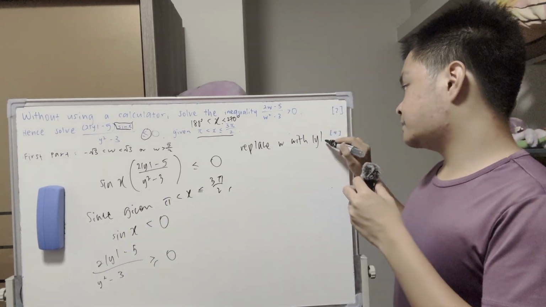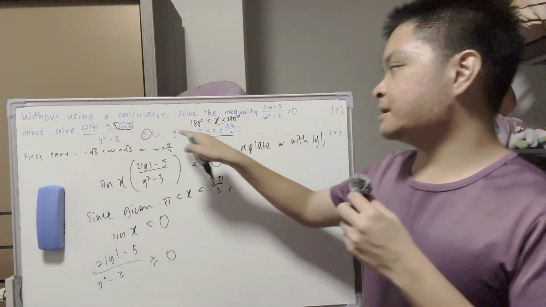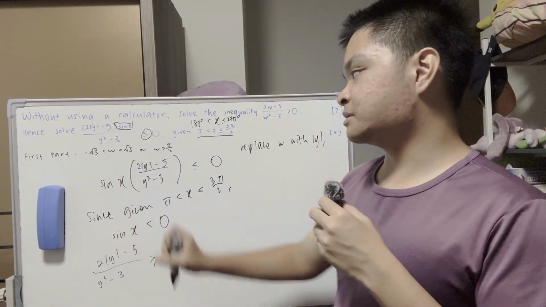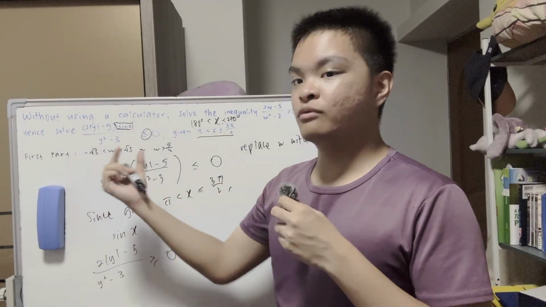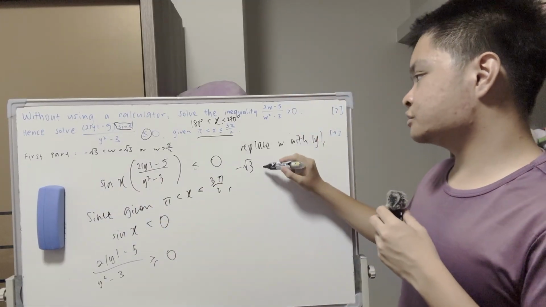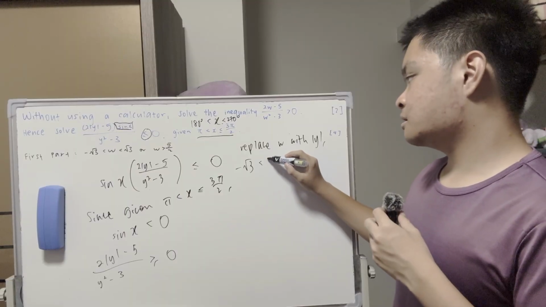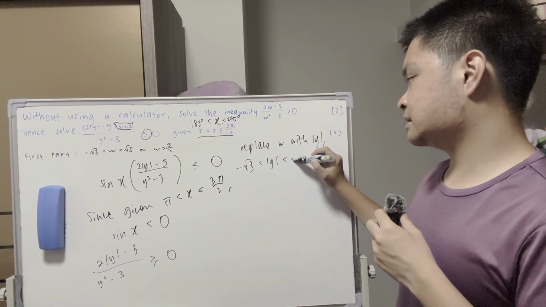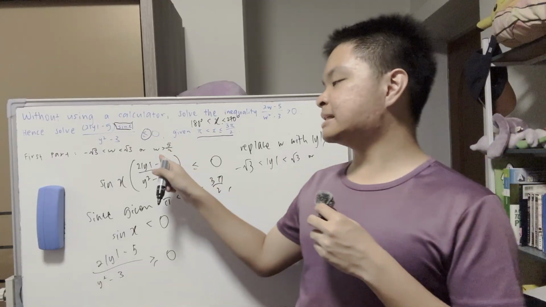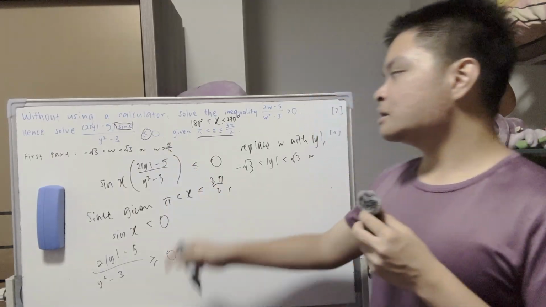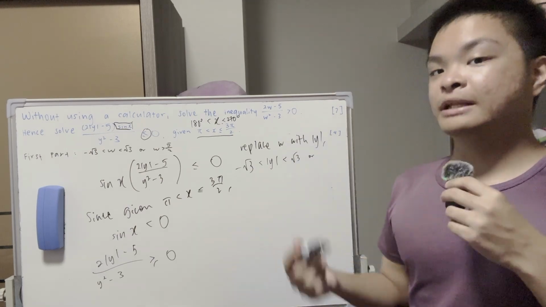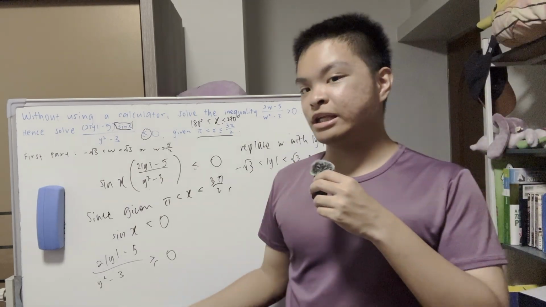So once you replace it, we can actually just copy and paste our solution, which I've written here, from the first part. This one remains the same. So we will write negative square root 3 less than modulus y less than positive square root 3. But this changes a bit, because why? The first part was a more than 0, but this question is a more than or equal to 0.